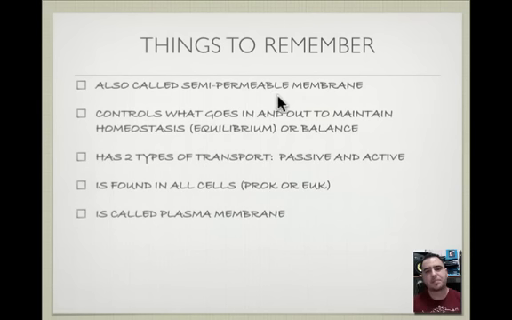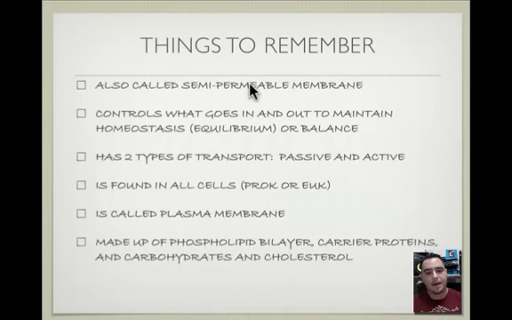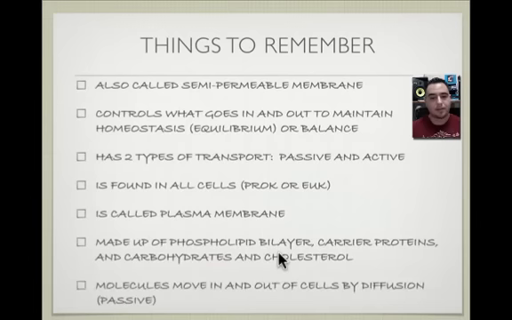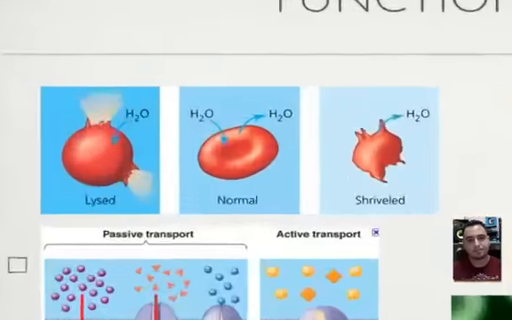Going back up here, semi-permeable just means that some things can go in, but not all things. Some things are blocked. And it's made up of the phospholipid bilayer, which acts as a barrier. There's some carrier proteins to help some things go in and out, and carbohydrates and cholesterol. And again, don't forget that molecules move in and out of cells by diffusion, which is passive transport. That means from high concentration to low concentration.